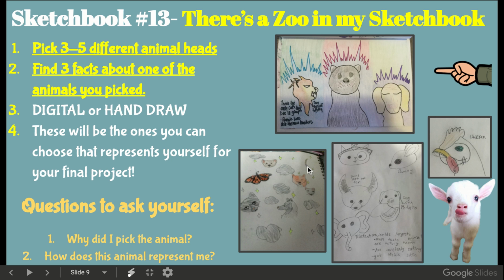So you need to choose which one you are going to focus on, okay? Questions to ask yourself: Why am I picking this animal? And how does this animal represent me? Okay, think about that. Notice filled up pages with sketches, colors, and they're drawn correctly.